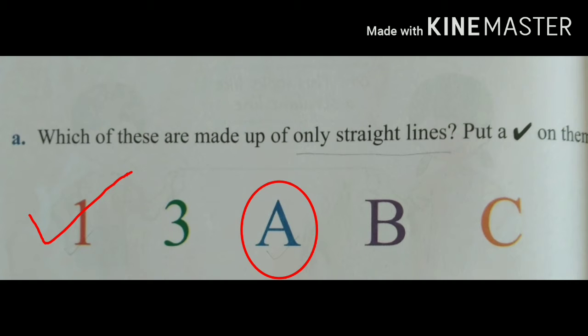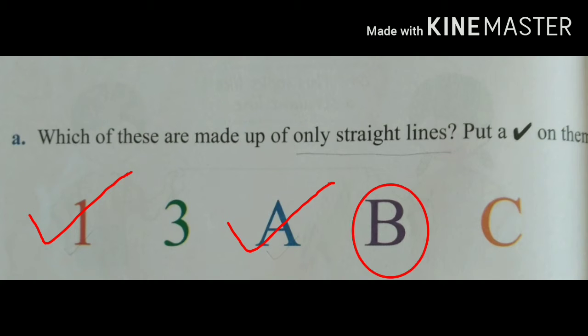The next is capital letter A. Here we know the letter A is made up of only straight lines. Here we can see 3 straight lines. So let us tick on it.